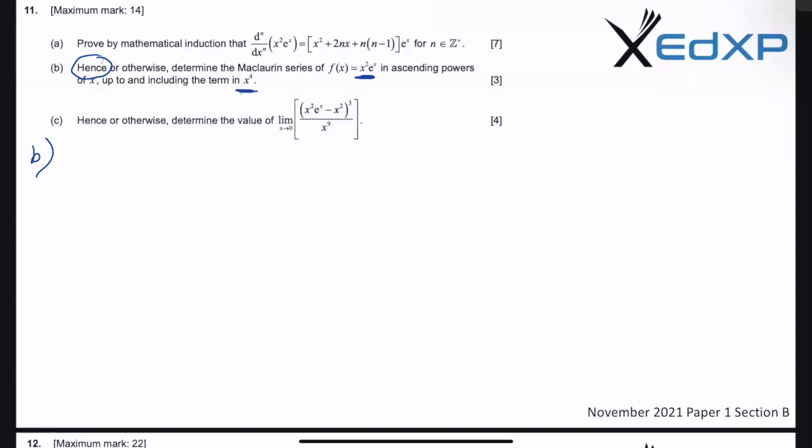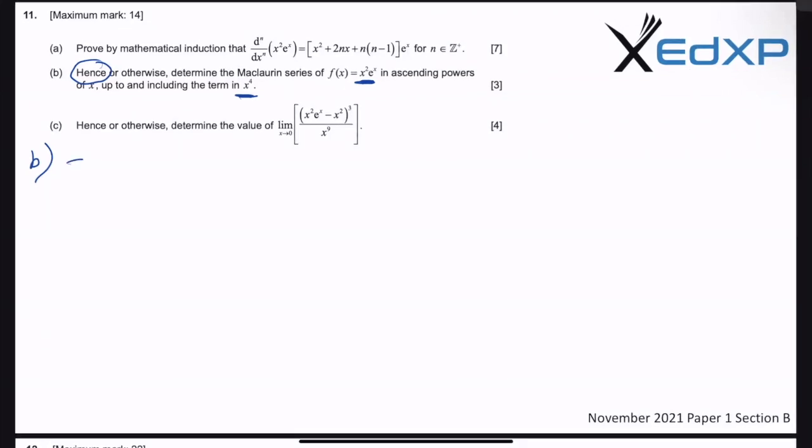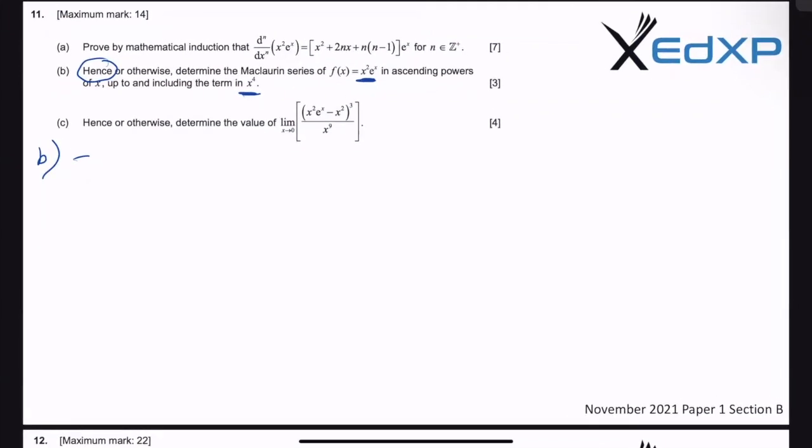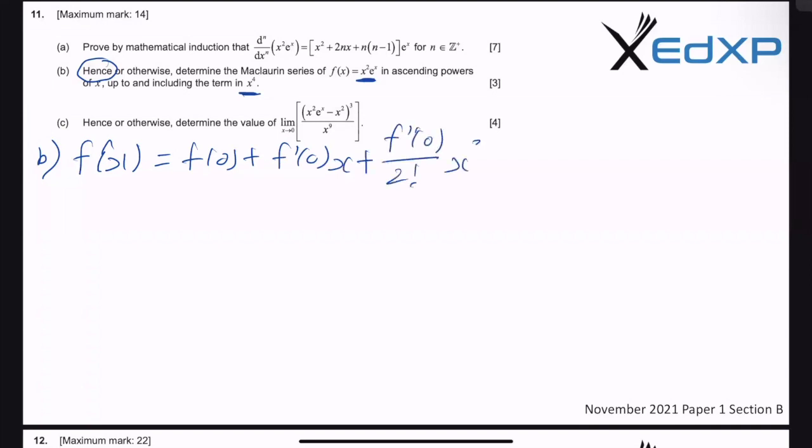Okay, otherwise it will take too long. Part A allows us to get all the derivatives that we need for the Maclaurin series. For those who are not familiar, this is also given in your formula sheet. The Maclaurin series is given by f(x) is equal to f(0) plus f prime 0 x. Let's do this all the way until the term in x^4. Slightly tedious, but very doable because part A is going to help us a lot.